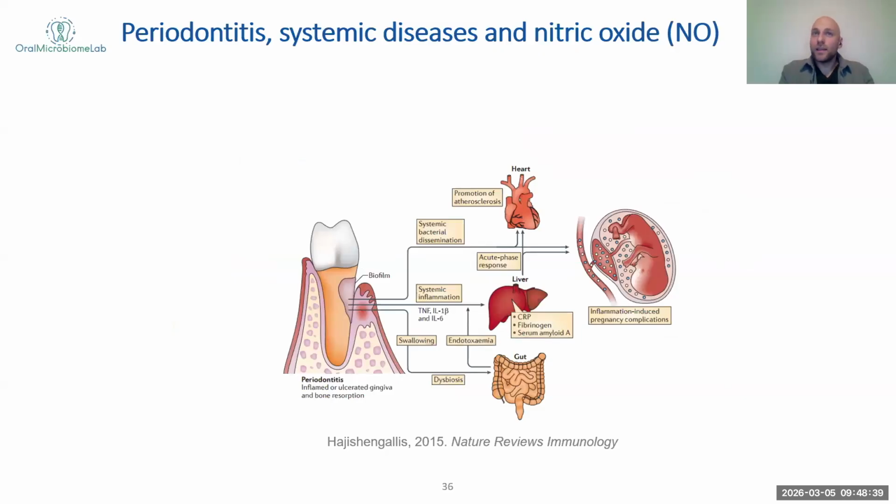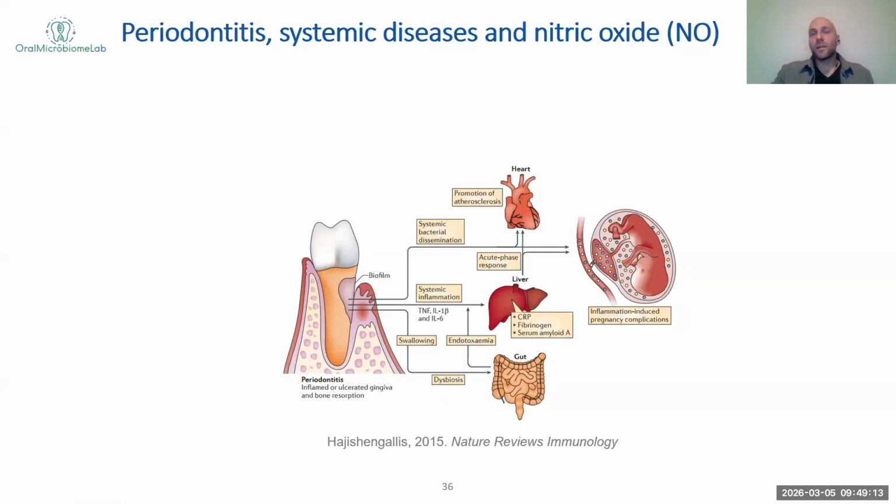Apart from having effects inside the oral cavity, periodontitis is also associated with different systemic diseases. It can increase the risk of different systemic conditions, and this has been classically attributed to periodontopathogenic bacteria and their products reaching different parts of the body and causing complications there, or inflammatory cytokines produced in the gums that can contribute to systemic inflammation.